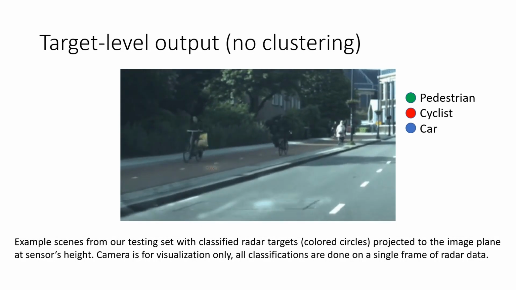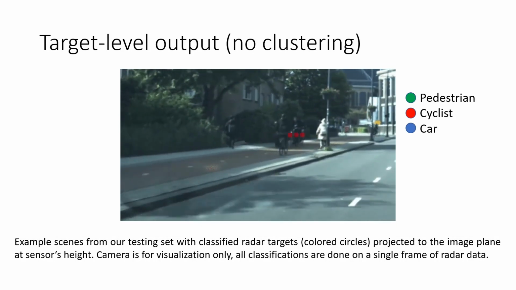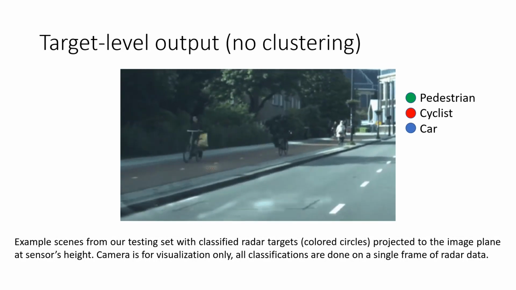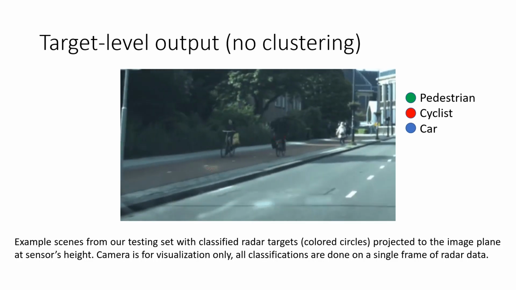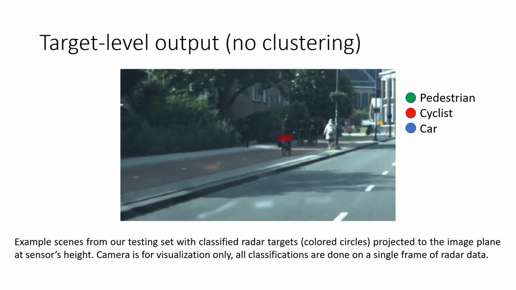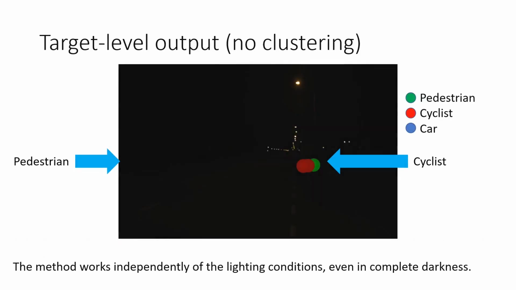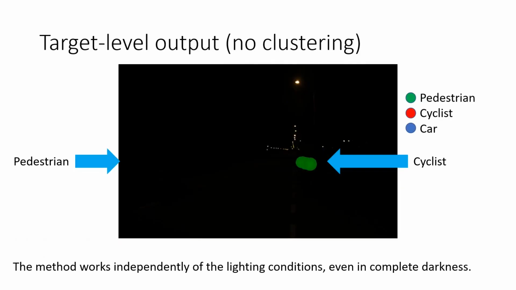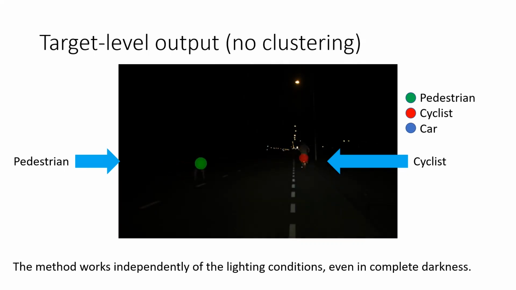Here is another example. We drive by bikes on the left, which are correctly classified as bikes, and you can also see several pedestrian detections. The method also works in several lighting conditions, for example, in complete darkness. Note that a camera-based detector would have troubles here.